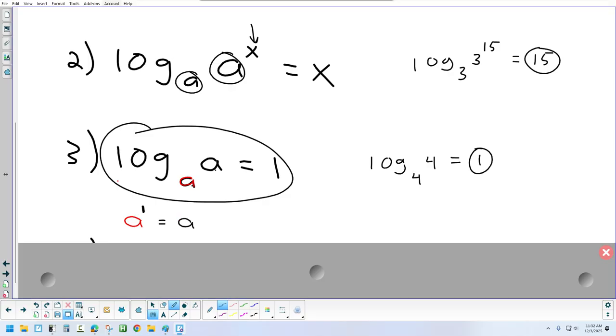If you raise something to the first power, do you always get itself back? Yes. That's all that this property is saying. This is the way of saying anything to the first power is itself. This is how you'd say it in algebra 1. This is how you say the exact same thing as a logarithm. That's all that this means. Anything to the first power is itself.